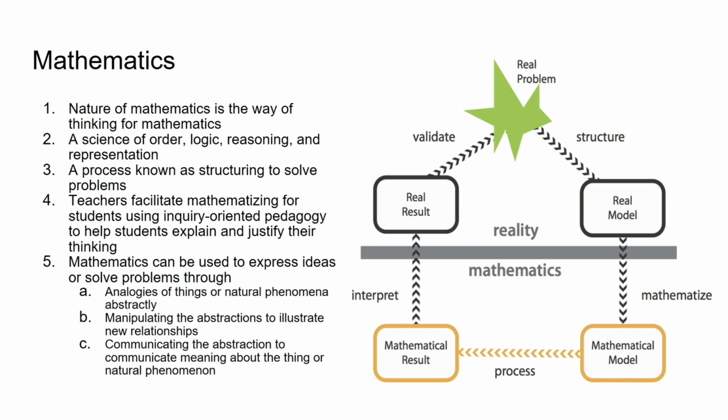The third one is communicating the abstraction to communicate meaning about a thing or a natural phenomenon. A lot of times you'll see representations, graphs, or some way that you can actually see what the mathematical relationship is regarding some natural phenomenon that does exist. On this right-hand side, you'll see a demonstration of the different ways a mathematician would think through a problem, and how teachers then try to model that process for their students.